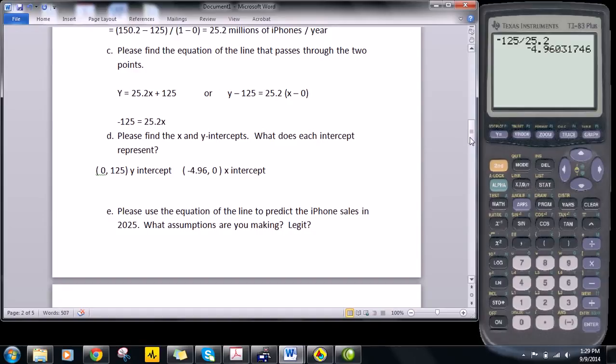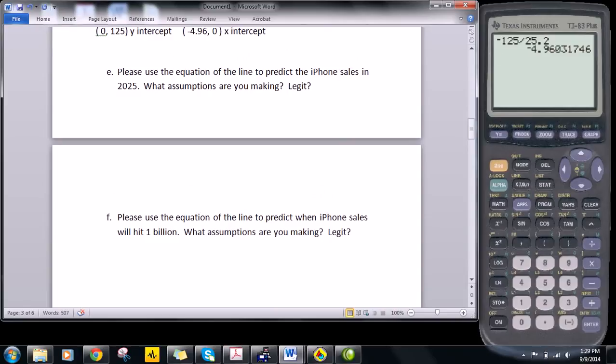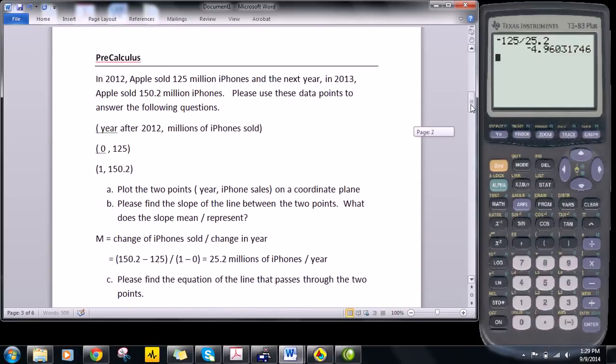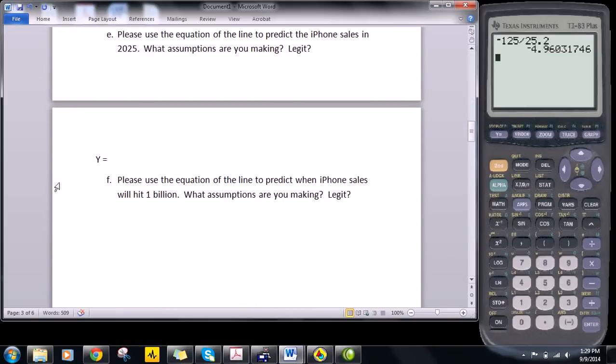Now let's use our equation of a line, either form. They're both the same. It's kind of annoying to see the minus 0. It's not necessary, but regardless. We're going to use that equation of the line to predict iPhone sales in 2025. I'll just rewrite the equation of the line. y equals 25.2x plus our y-intercept of 125.